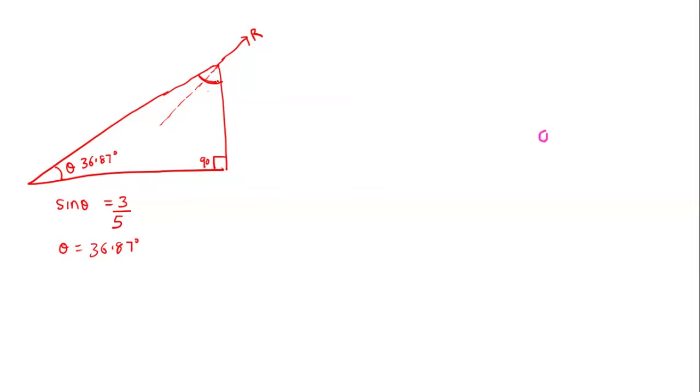So to get the angle at this corner, you will get 90 plus this, then minus 180. So you say 180 minus 36.87, then plus 90. So you end up with an angle. The whole of this angle here is 53.13.